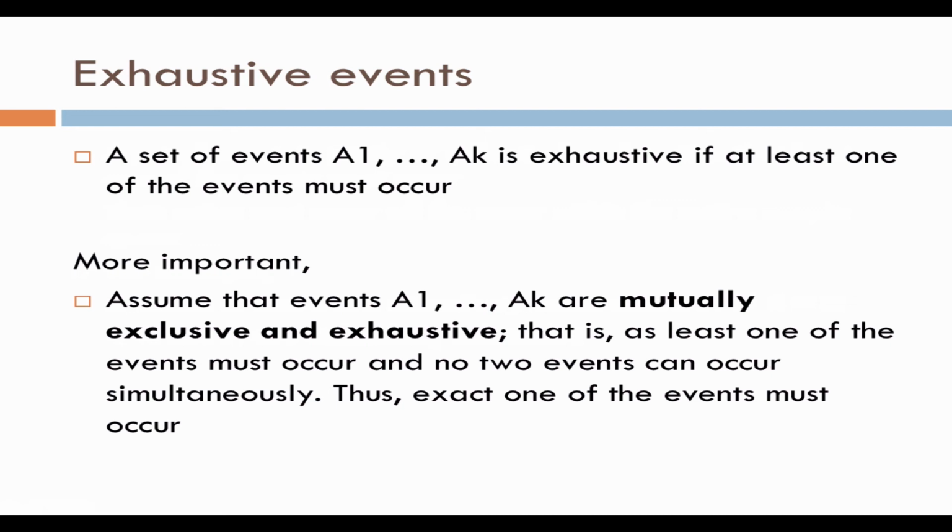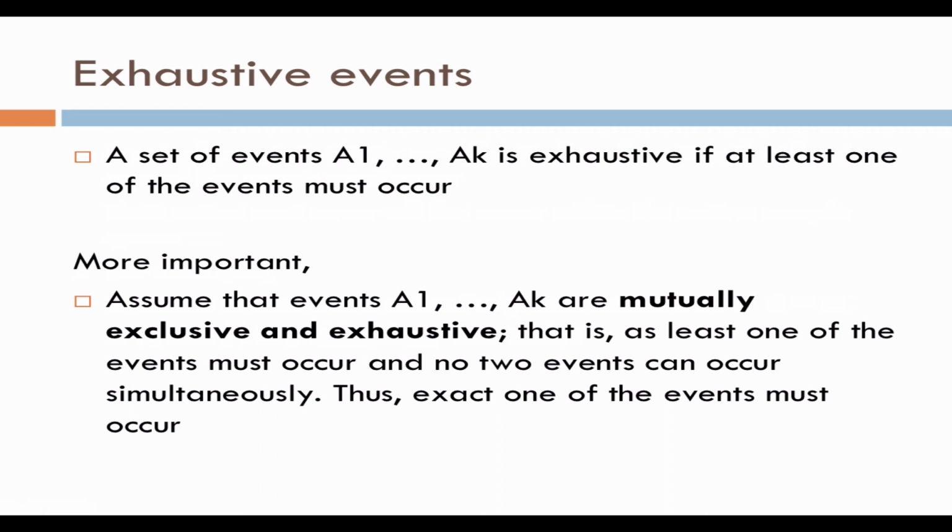If we extend it to more than 2 events, if we have a sequence or a set of events, A1 to AK, they are exhaustive if at least one of the events must occur, and also if they are mutually exclusive and exhaustive, that means at least one of the events must occur, and no 2 events can occur simultaneously. So what does that mean?